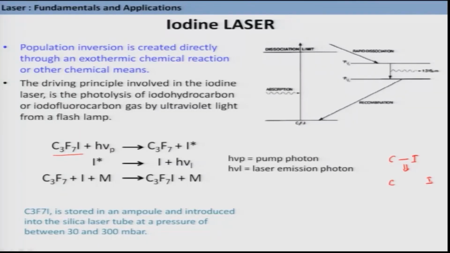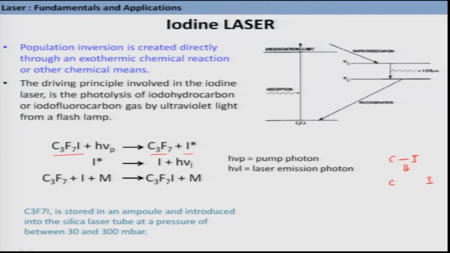This C3F7I is excited by some photon. That is shown here. h nu P is the pump photon, and this pumping will give rise to the dissociation of this molecule, and it will create two different species, C3F7 and I star. If you look at the energy level diagram, you will see that the first absorption of light takes the molecule beyond the dissociation limit, essentially the C-I bond dissociation limit.